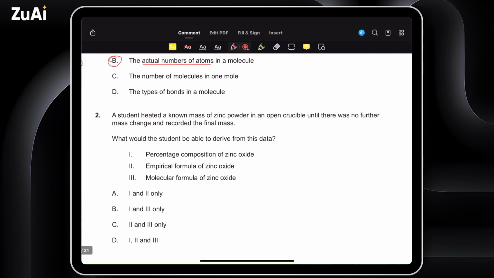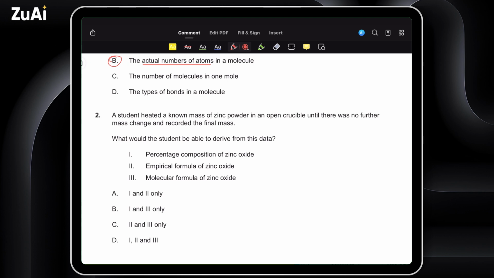A student heated a known mass of zinc powder in an open crucible until there is no further mass change recorded. What would the student be able to derive from this data? Zinc, of course, reacts with oxygen to form zinc oxide. So we can say that the initial mass of zinc, then we heat with oxygen to form zinc oxide, and then the final mass.